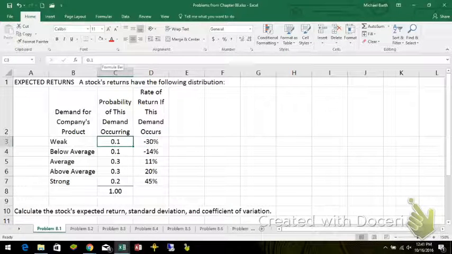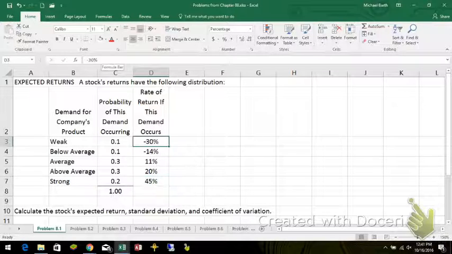For instance, if it's weak demand and there's only a 10% probability of weak demand, then they'll lose 30% on this. On average, which they think about 30% probability that they'll have an average demand, they'll earn 11%. Above average, there's a 30% chance it'll be above average, they'll earn 20. And if it's strong, and there's a 20% chance of that, or a probability of 0.2, they'll actually make a lot of money. Calculate the expected return, and the expected return is the weighted average return.